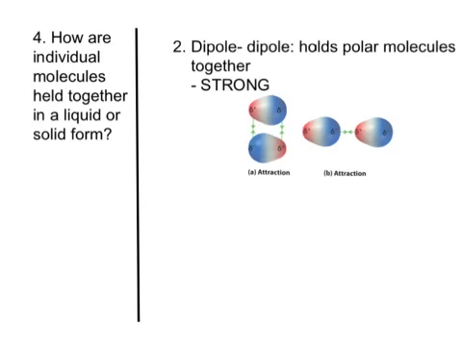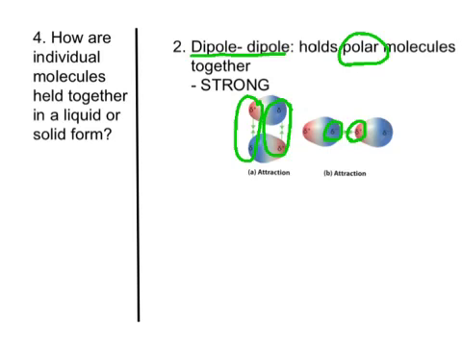Our second one is called dipole-dipole. This type of intermolecular force holds polar molecules together. This is much stronger because, remember, polar molecules have slight charges on their opposite ends. A molecule with a slight negative charge on one end will attract a molecule with a slight positive charge on its end. So we get attraction of oppositely charged poles to each other, and that holds polar molecules together in a liquid or solid form.